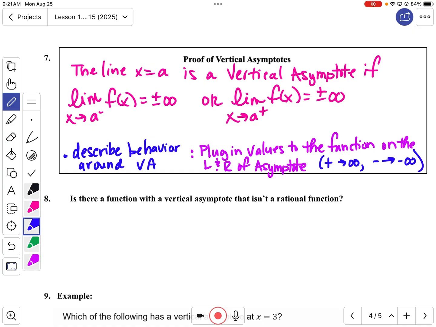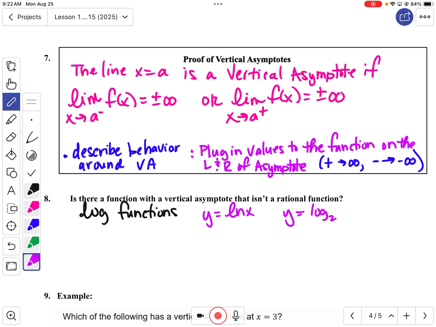It's our logarithmic function, right? Log functions have vertical asymptotes, because exponential functions have horizontal asymptotes. They're inverses of each other, so things switch. So something like y equals ln of x, y equals log base 2 of x. If we graph those, remember log functions cross the x-axis at 1, and they have that vertical asymptote. So just as a reminder, you will get a vertical asymptote anytime you're asked about a logarithmic function.